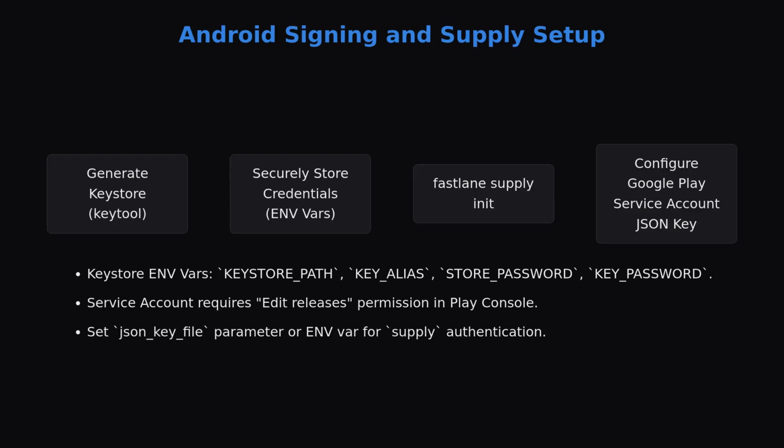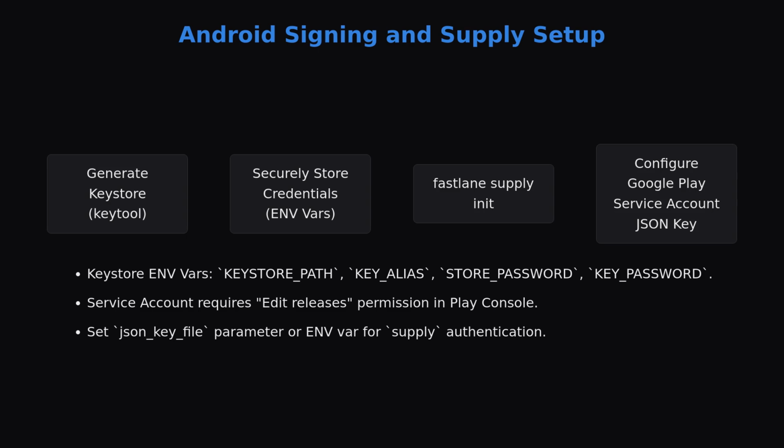For Android, first generate the necessary signing keystore using the keytool utility, specifying the key alias and the required validity period. Store this keystore file securely outside of your source control repository. Configure secure access to the keystore credentials, including the store password, key password, and key alias by setting them as environment variables within the build environment.